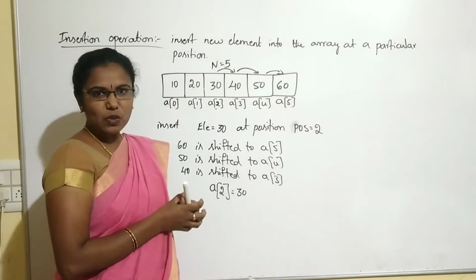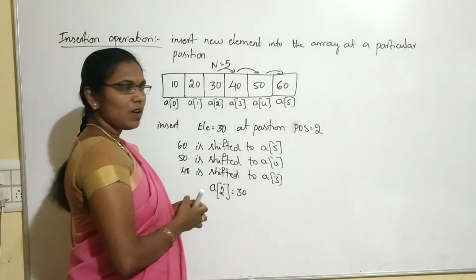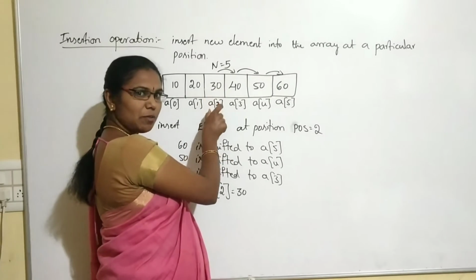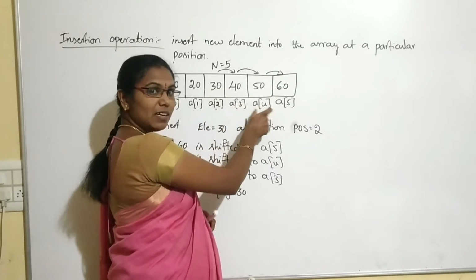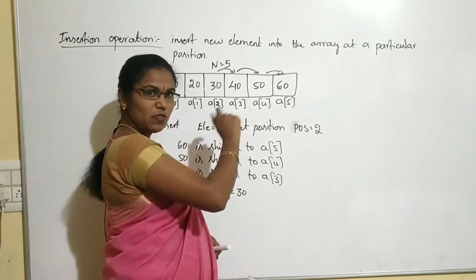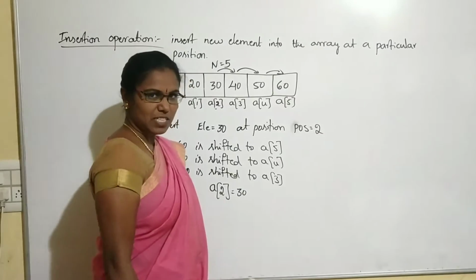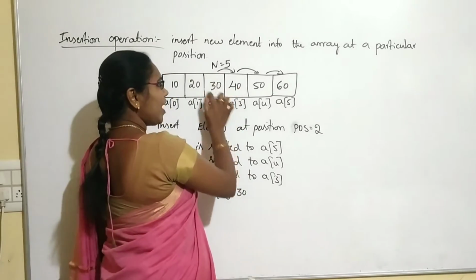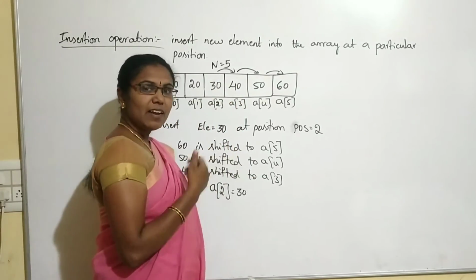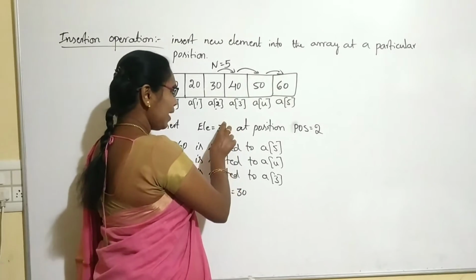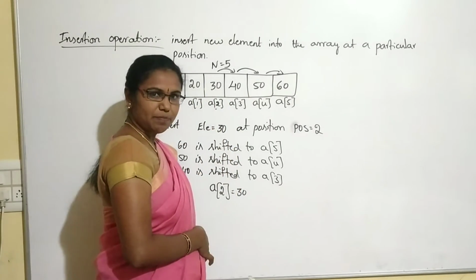First, what do we have to do? We shift the position we require, and the elements after it, to the next higher order positions, one position higher. Once our required position is vacant, then we insert the new element into that particular position.